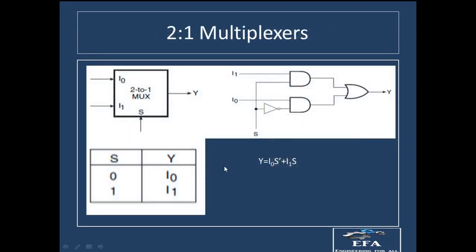Let us say that we are having the 2 is to 1 multiplexer. Now when we talk about the 2 is to 1 multiplexer, it means that we are having two input lines and one output line, right? So in this block diagram I have made, you can see that these two are the input lines, that is I0 and I1, and Y is the output line. Now how can the signals coming from these input lines be adjusted onto Y, the output line?